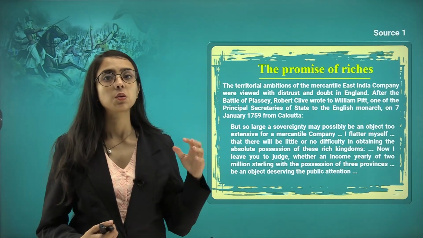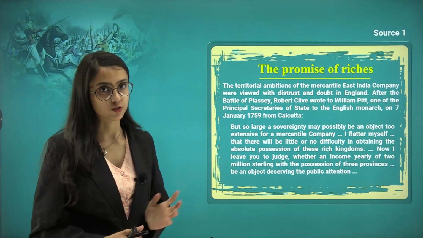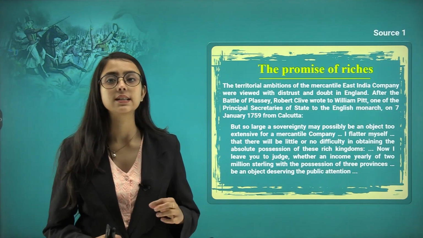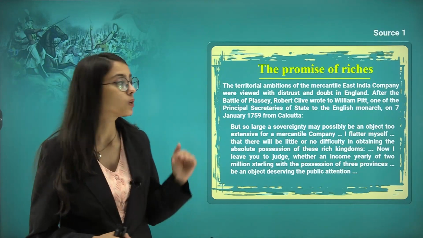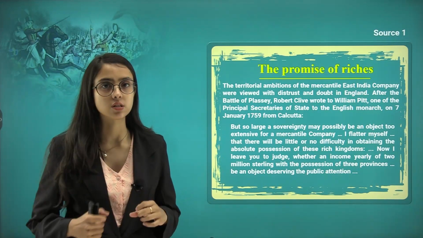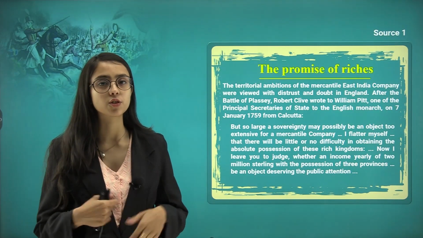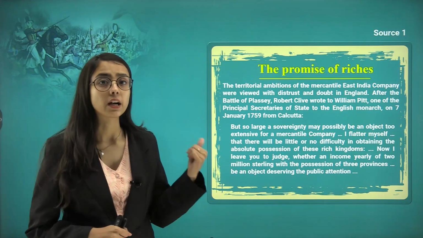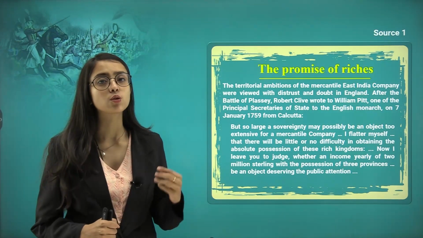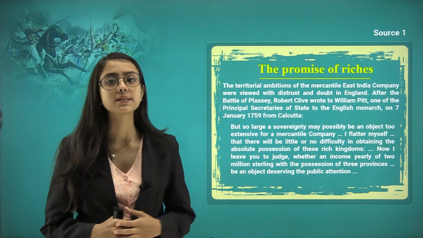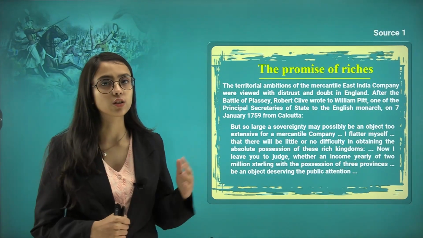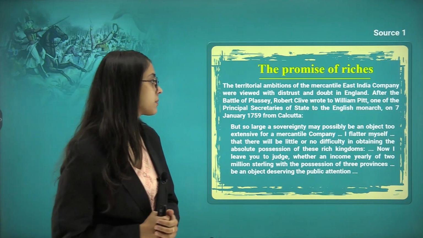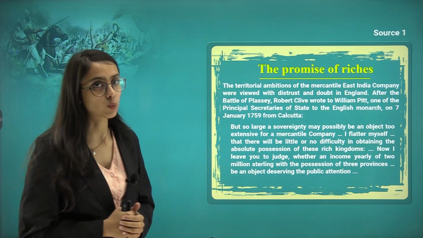Now, let's have a look at the promise of riches. The territorial ambitions of the mercantile East India Company were viewed with distrust. Nobody was trusting the East India Company in terms of their ambitions, and they doubted it in England. After the Battle of Plassey, Robert Clive wrote to William Pitt, one of the principal secretaries of state to the English monarch, on 7 January 1759 from Calcutta. Let's have a look at what he wrote.